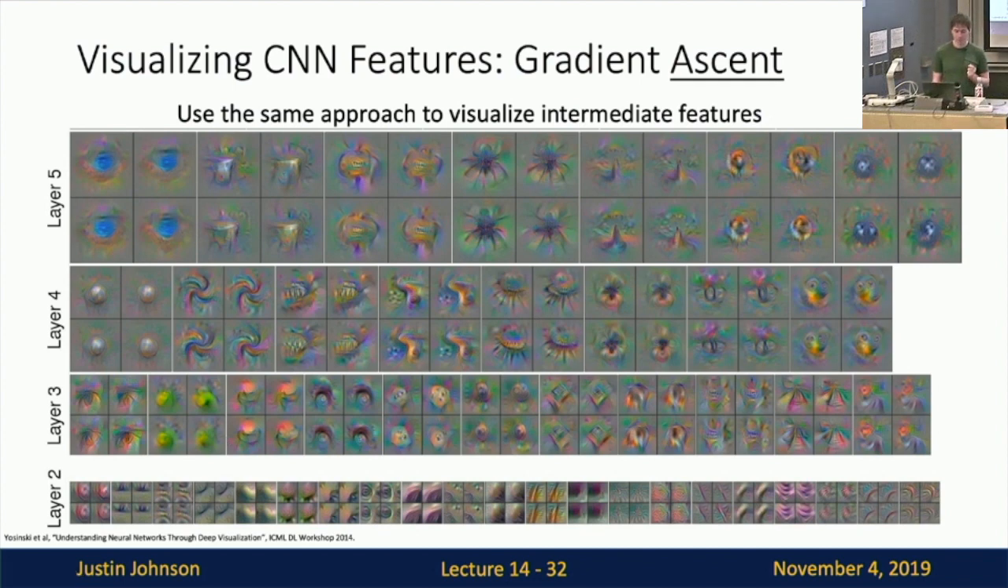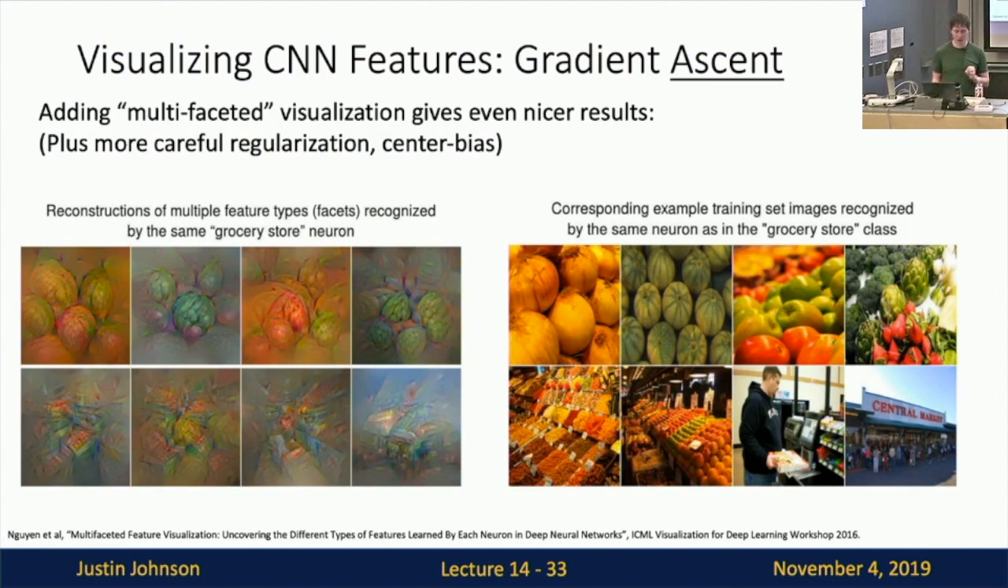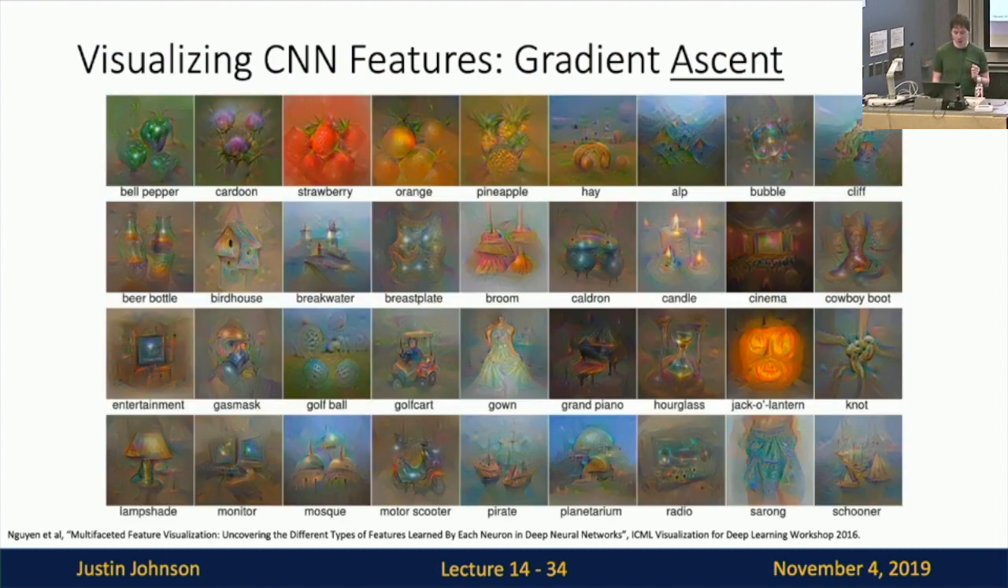So this gives us another technique that we can use to understand what these intermediate features are looking for. And like I said, there's a whole cottage industry of papers that try to invent better and better natural image regularizers to make these types of visualizations look better. There's another regularizer I don't want to go into here that makes images look better. Or one of my favorites, this idea of multifaceted visualization.